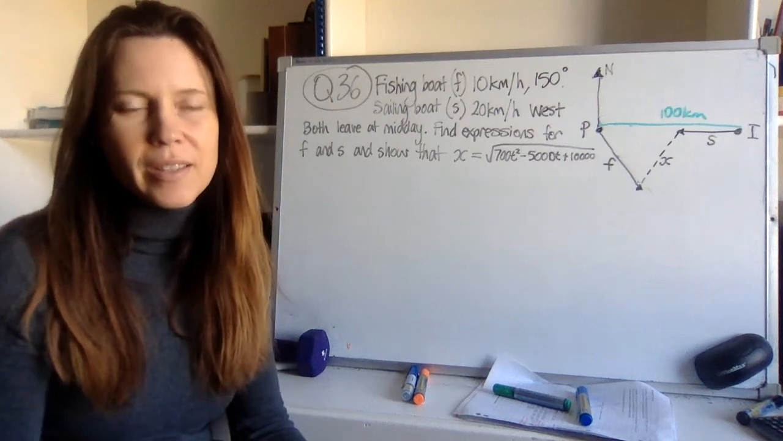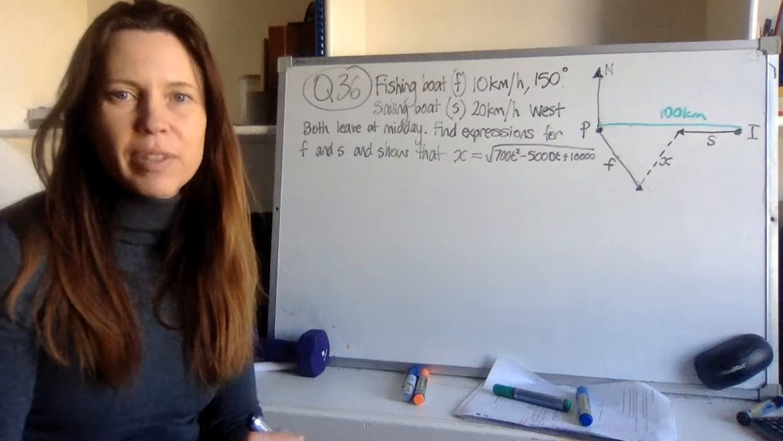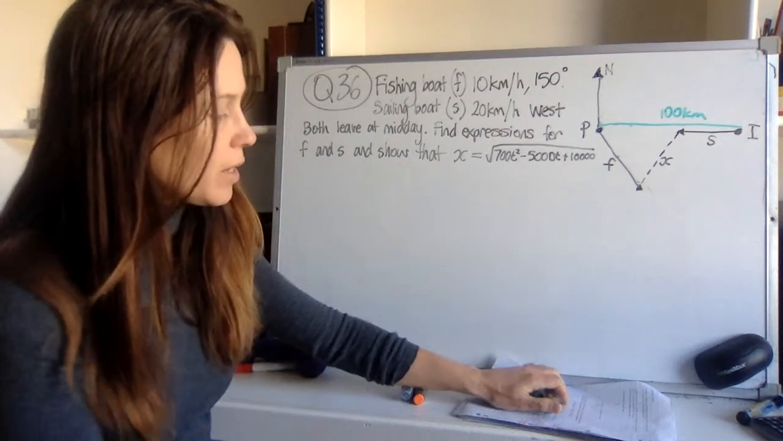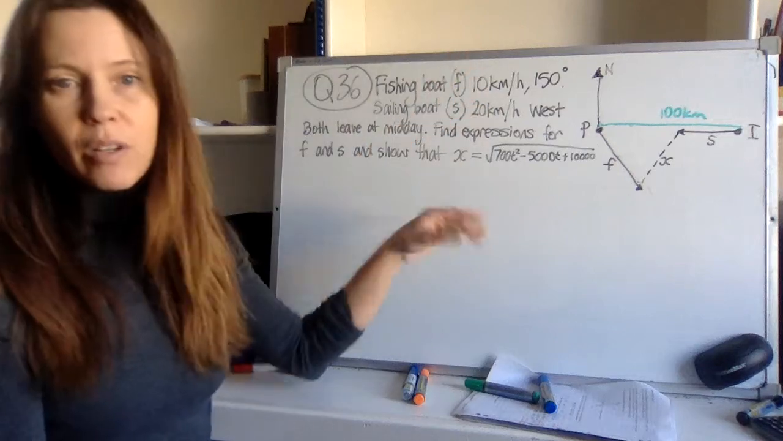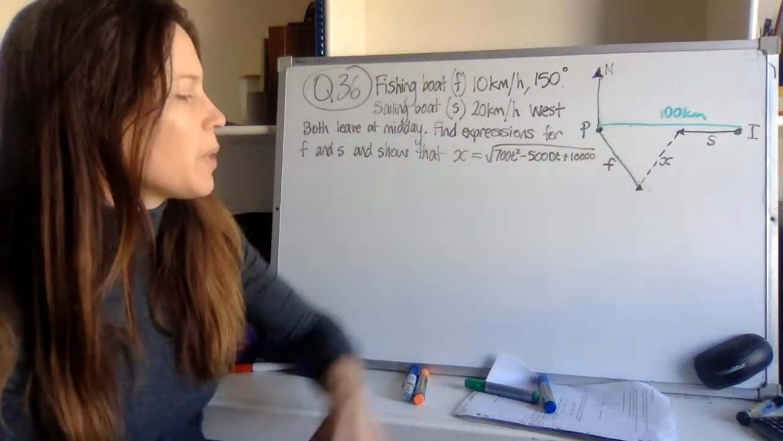Question 36 is the last question in the paper. So by the time you get to the end of the paper, sometimes you're feeling a little bit frazzled, and a question like this can be hard because there's quite a lot to read. Now, I haven't put the whole question on the board. I've just summarised the important bits and drawn the picture.